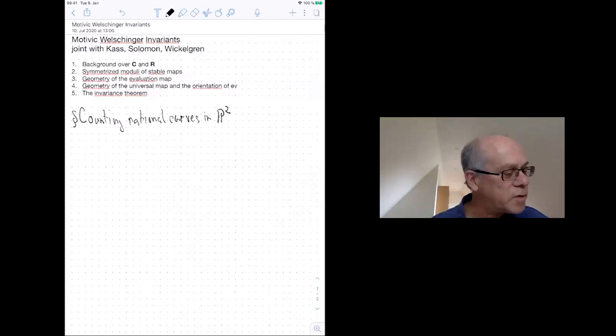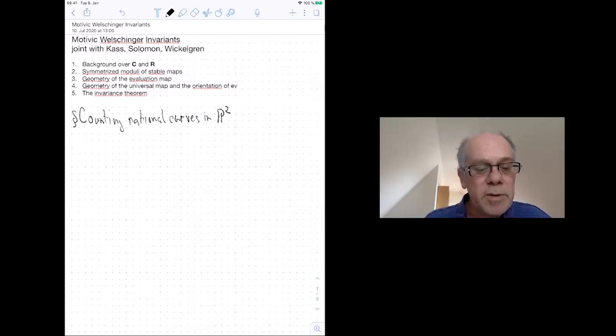So that involves taking the Kontsevich moduli space of stable maps and symmetrizing it to take care of arithmetic information. And then we'll discuss, the important thing is the evaluation map. We'll discuss the geometry of the evaluation map and how that gives us a description of the ramification of the evaluation map. And then we'll use the universal curve and the universal map to construct a relative orientation for this evaluation map. And at the end, we'll prove this invariance theorem, which is a generalization of a refinement of the quadratic case of Welschinger's invariant theorem.